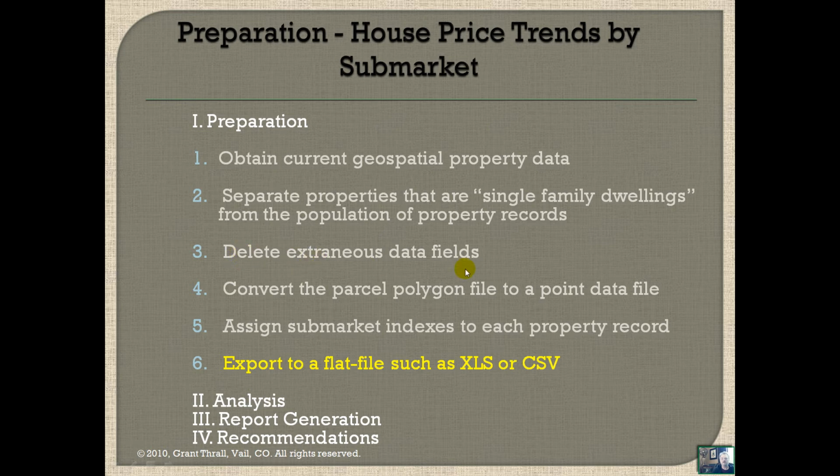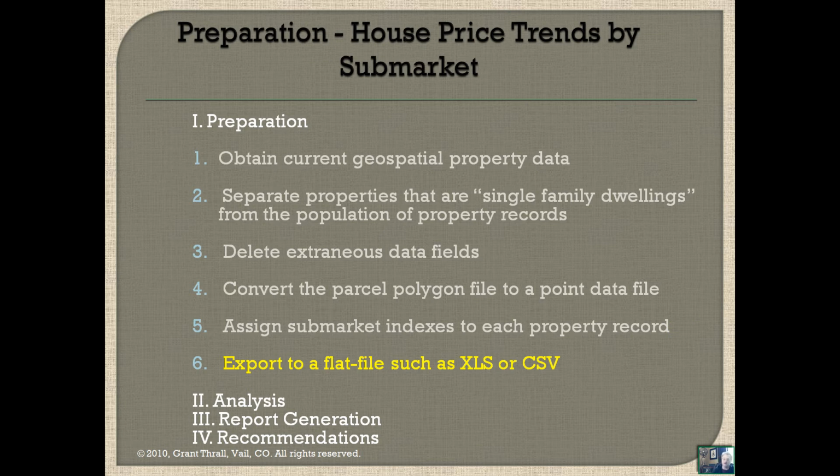We can modify the data table and get rid of extraneous data fields. We have learned how to convert the parcel polygon to point data file to speed up our operations. We can produce polygon overlays to assign submarket indices to each property record. For example, we could use 5-digit zip code boundaries.